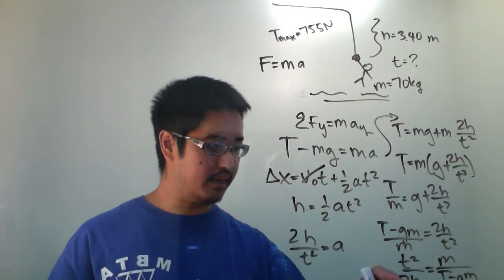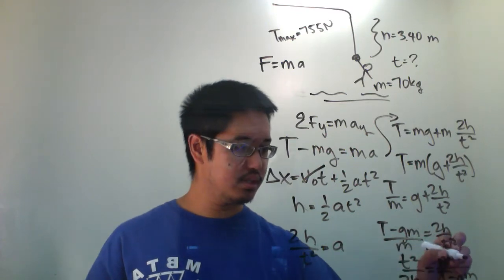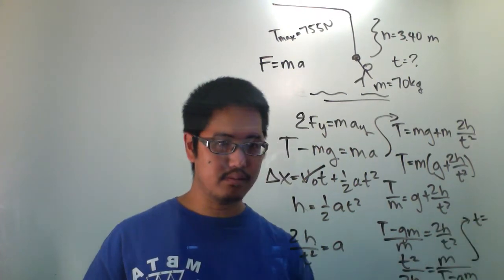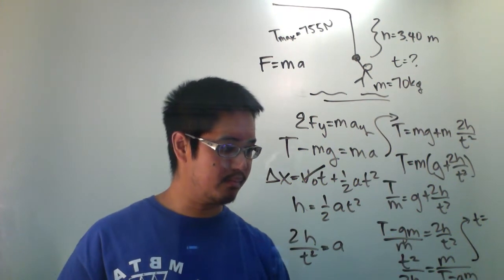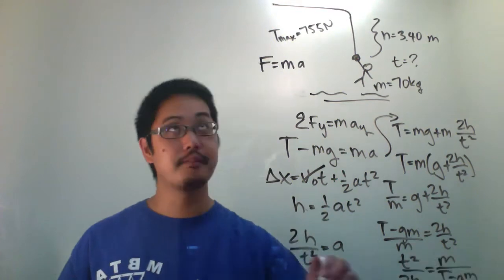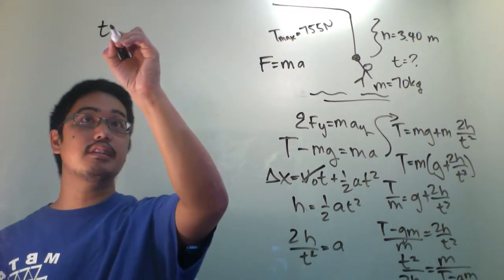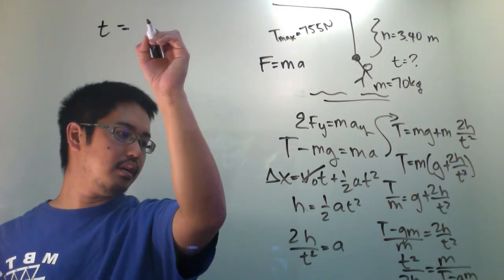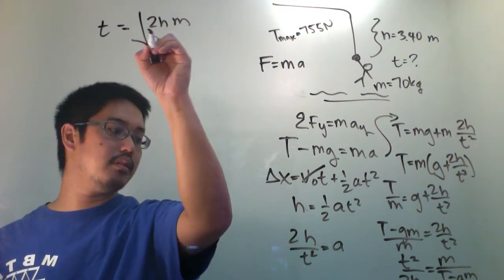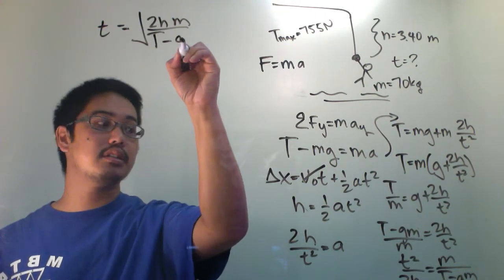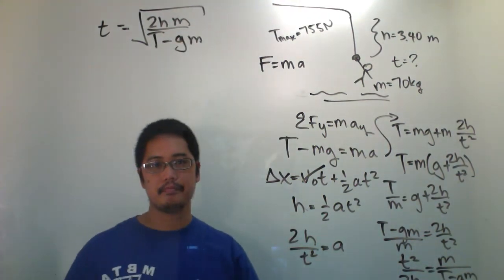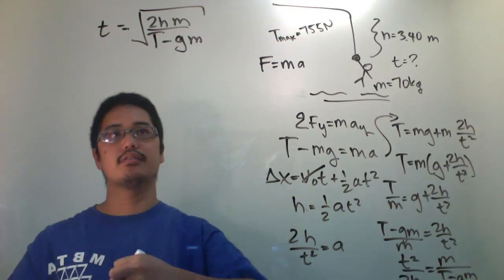Now I'm going to multiply up the 2h. I'm going to take the square root of both sides. So I have t is equal to, shoot, I'm running very low on room here. I'll just do it above my head. T is equal to the square root of 2hm over tension minus gm. Okay. That's my answer.